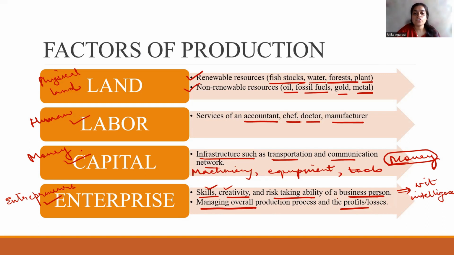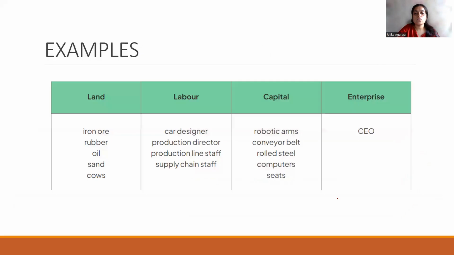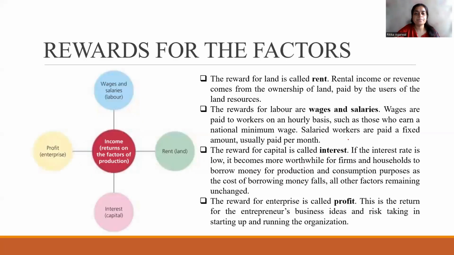Now, all these factors of production have their rewards. So what are the rewards actually? Before that, there are several examples of land, labor, capital, and enterprise. Land has iron ore, rubber, oil, sand, cows. These are renewable and non-renewable resources. Labor: car designer, production director, production line staff, supply chain staff. Capital: you can use conveyor belt, robotic arms, rolled steel, computers and seats. And enterprise is always the CEO, or maybe the person who is using wit and intelligence in the business form.